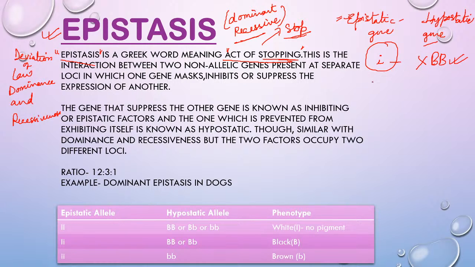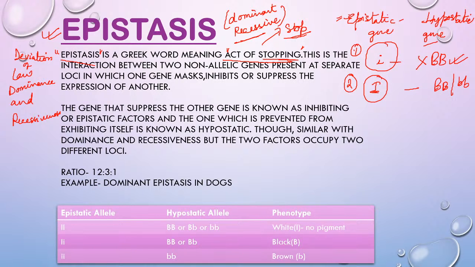In the case of dominant epistasis, when there is a capital I gene present, then even if there is a dominant gene, a recessive gene, or any other gene, the hypostatic gene will never be able to act. So two types of epistasis are there: one is recessive epistasis, one is dominant epistasis.